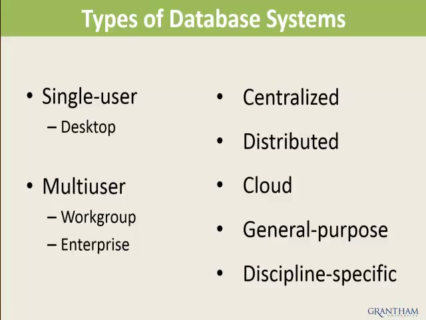In a centralized database, data is located at a single site. In a distributed database, data is distributed across different sites. A cloud database is created and maintained using cloud data services, usually internet-based, and it provides defined performance measurements for the database. General-purpose databases contain a wide variety of data used in multiple disciplines, while discipline-specific databases contain data focused on a specific subject area.